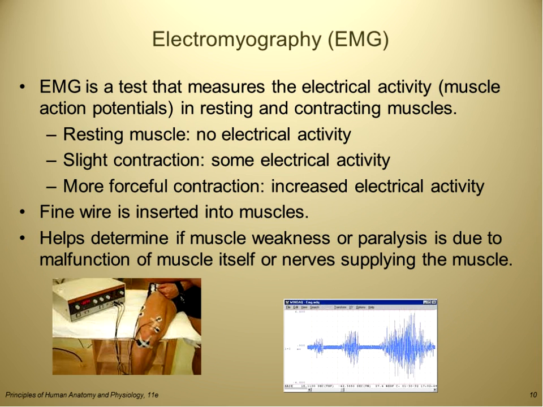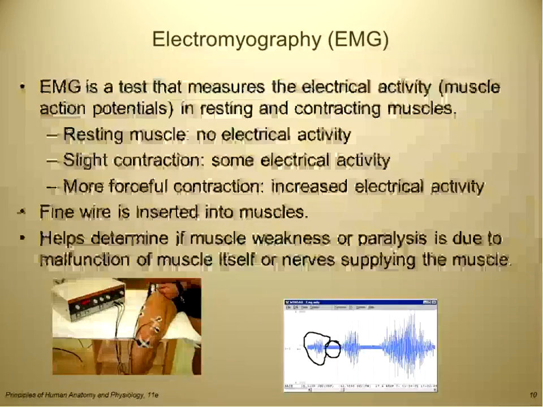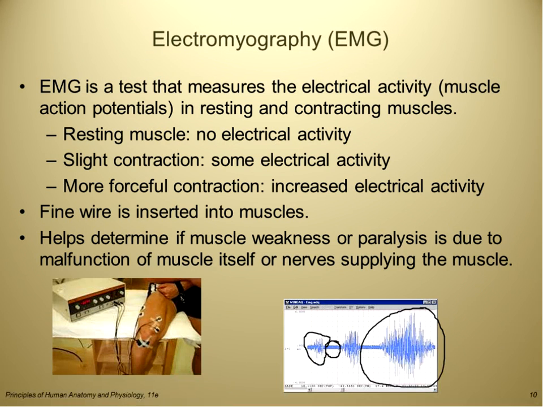Okay, finally, the EMG, you probably did this in lab if you're taking lab. It measures electrical activity, the muscle action potential, in resting and contracting muscle. So resting muscle looks like this. There's no electrical activity. A little bit of contraction might look like this. A big contraction, like you're squeezing hard on a hand grip, might look like that. So the EMG reflects the electrical activity in the muscle. These are called electrodes, but in some cases you have fine wire inserted into the muscle. So these can be used for diagnostic purposes.